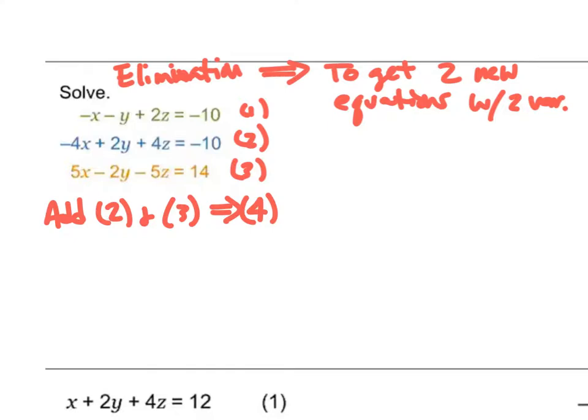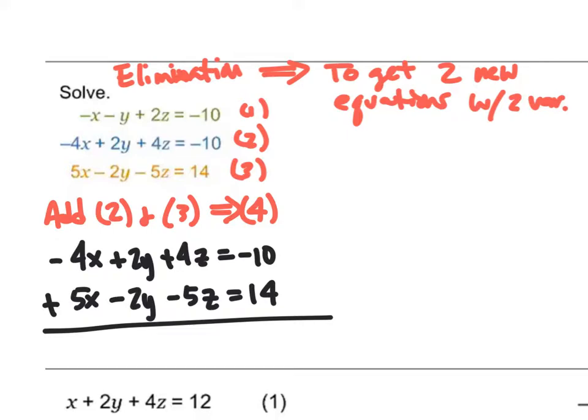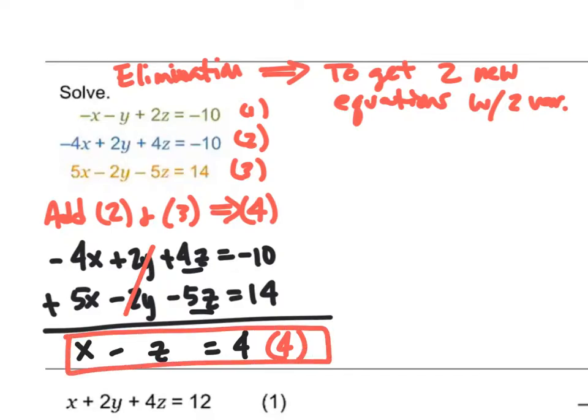So if I add 2 and 3 together, I'm going to get negative 4x plus 2y plus 4z is equal to negative 10. I'm going to add that to 5x minus 2y minus 5z is equal to 14. Now, if I take negative 4x plus 5x, that's just going to give me an x. The 2y and negative 2y cancel to 0. Then I get 4z minus 5z, which gives me a minus z. And then negative 10 plus 14 gives me positive 4. This is my new fourth equation, and we're going to use that later.